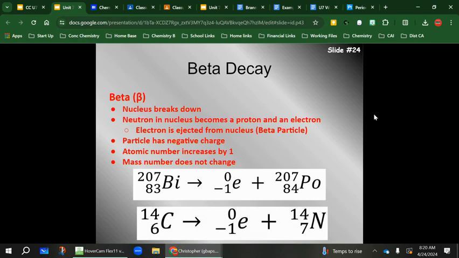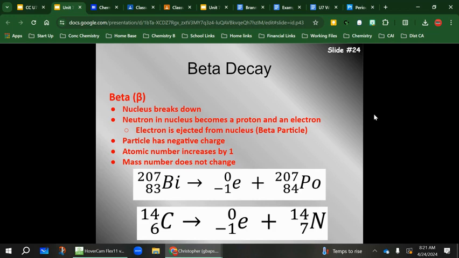Carbon 14. If it undergoes beta decay, you end up with nitrogen, 7 protons, same mass number though, 14. Now again, this is different than anything we've done before. In chemical reactions, you would never have one element become another. Only in nuclear reactions, ladies and gentlemen. Only in nuclear. Questions? All right.